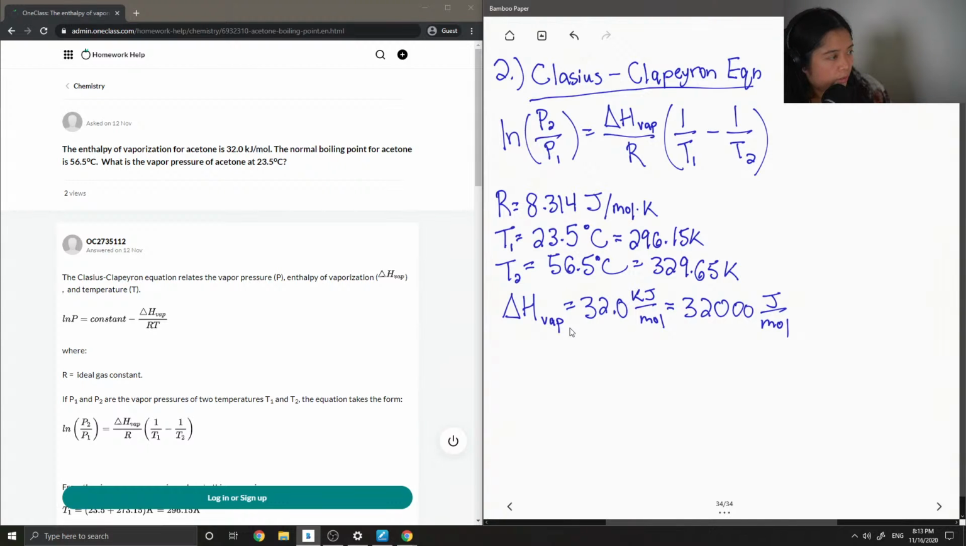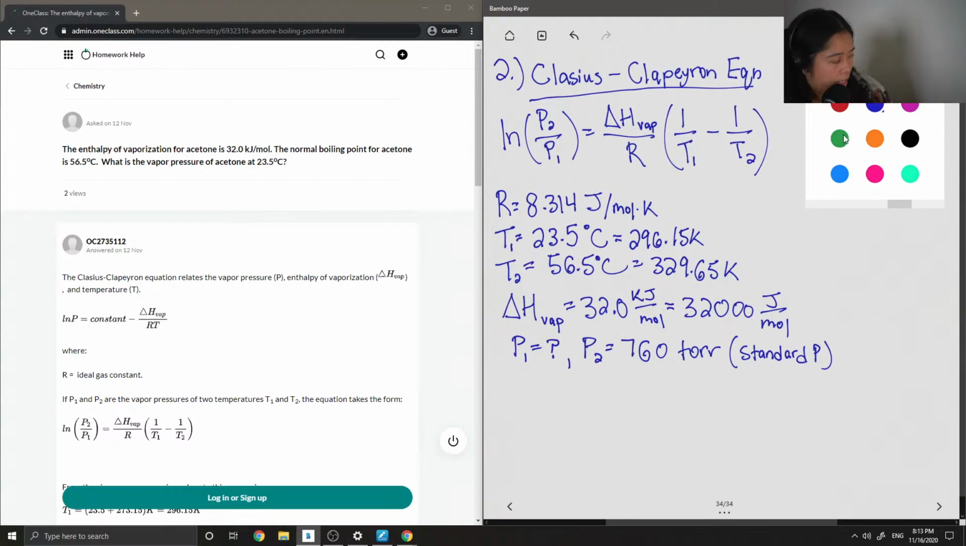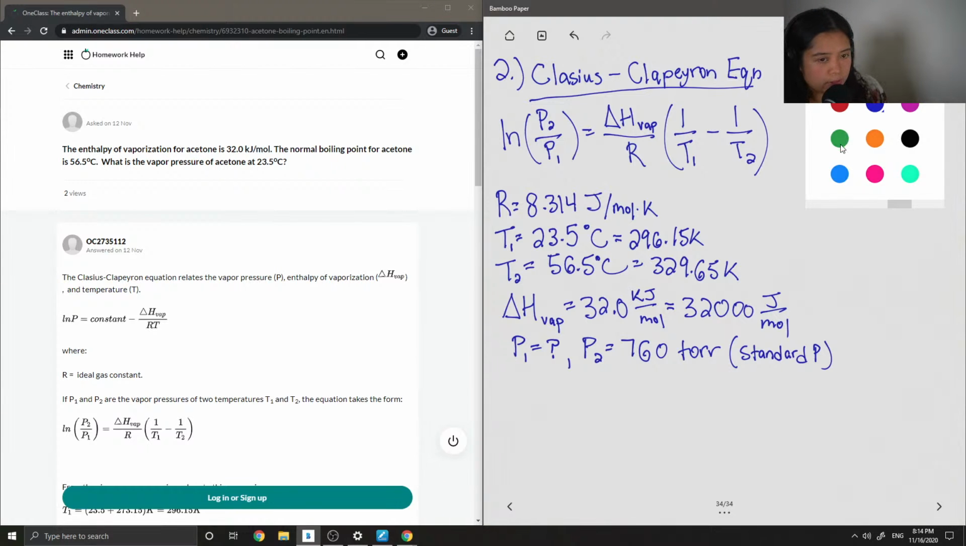Okay, so we are looking for vapor pressure. So P1 is equal to question mark. And we assume this started at standard pressure, which is 760 torr. Okay, so I'll just put in brackets standard pressure. Now we can put all these values into the equation.